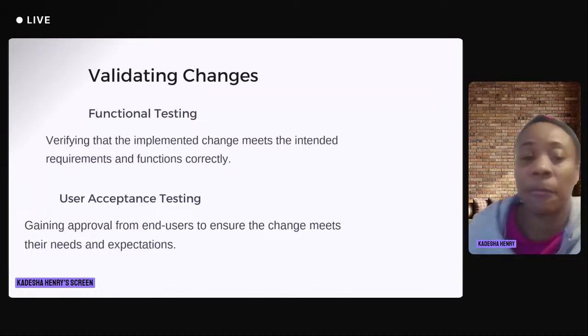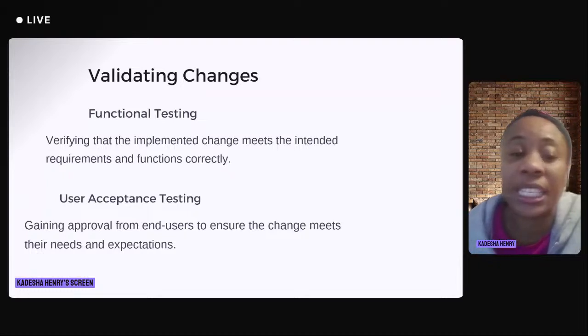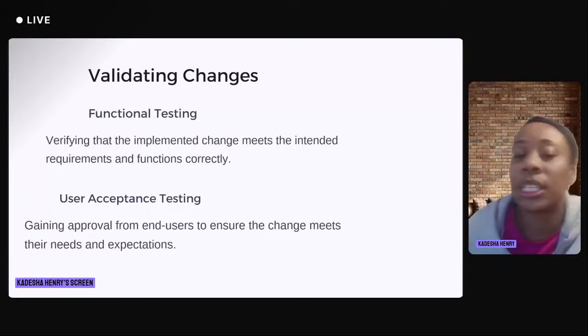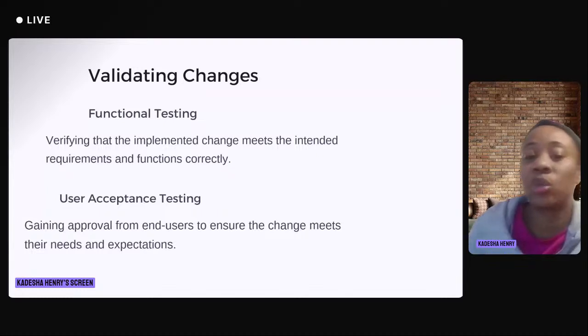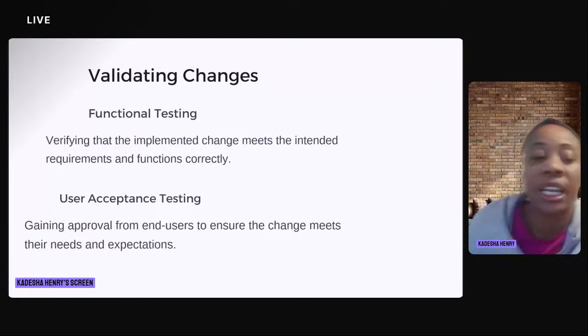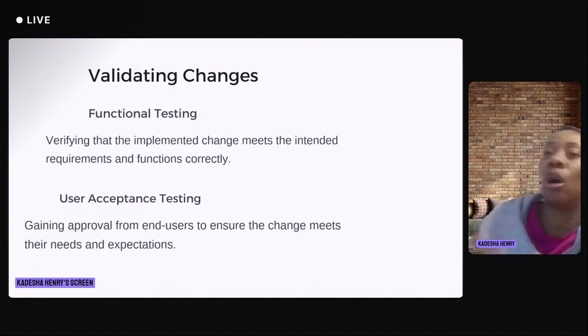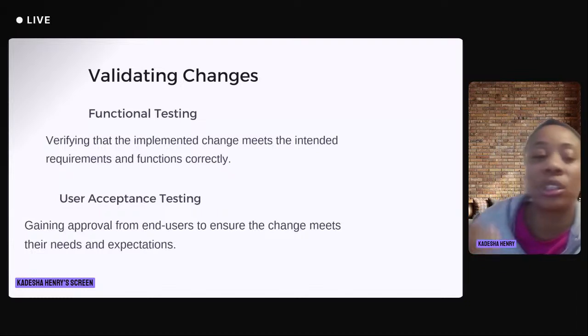So what we say we're going to do, we're going to do it, and we're going to validate the changes. Functional testing: verify the implemented change meets the intended requirements. We're going to test it in an environment and ensure that it is working according to how we want it. And then we're going to use user acceptance testing, gaining approval from end users. We're going to run the product out there and let users test it to ensure that the changes meet their needs and expectations. So if you wanted a firewall with certain features and we come up with that, we're going to test it.